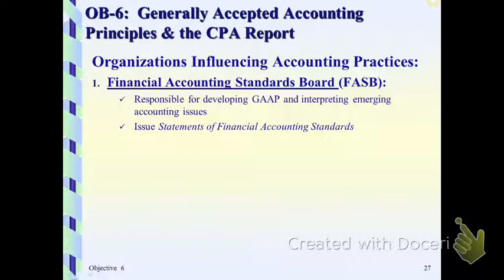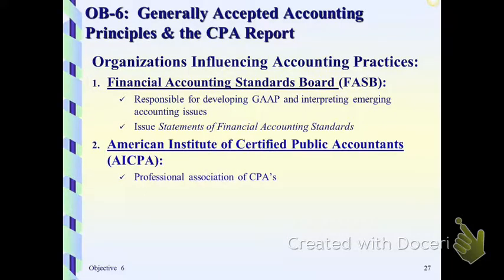Some organizations that influence accounting practices, obviously, first one, Financial Accounting Standards Board, FASB, and they are responsible for developing the GAAP principles and interpreting emerging accounting issues so that they can issue new GAAP pronouncements, and these are called the Statements of Financial Accounting Standards.